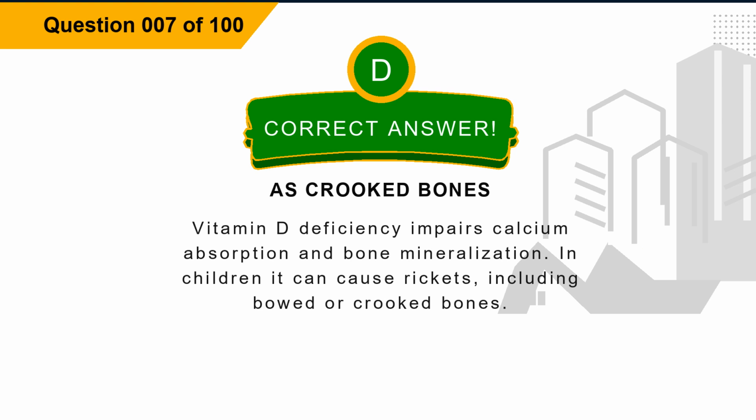As crooked bones. Explanation. Vitamin D deficiency impairs calcium absorption and bone mineralization. In children it can cause rickets, including bowed or crooked bones.